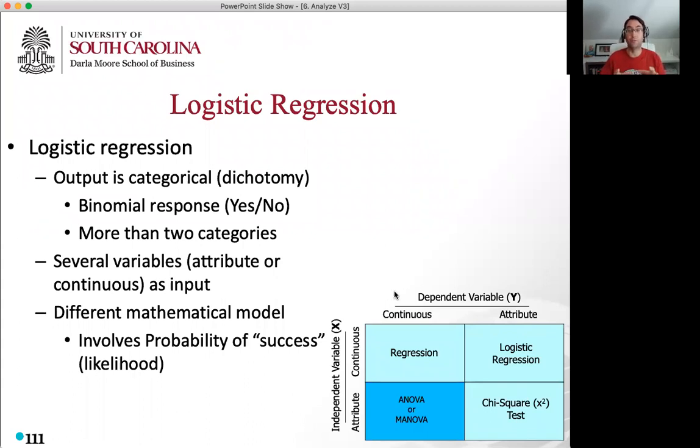When our y variable is an attribute. Okay, so remember this table, very, very important table. We have to know that. Okay. And there's another one with a little bit more information.